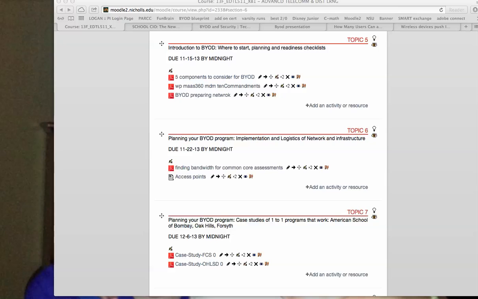This second one is called the 10 Commandments for a BYOD program. This is really geared toward professional situations other than schools. We're talking about businesses and their BYOD policies, but it does help me to understand it. Now the third one, again, please read them in this order. I put them in this order for a reason. The third one branches out into our next module.